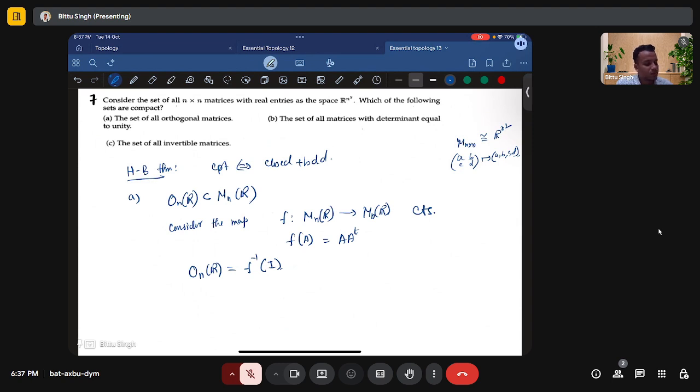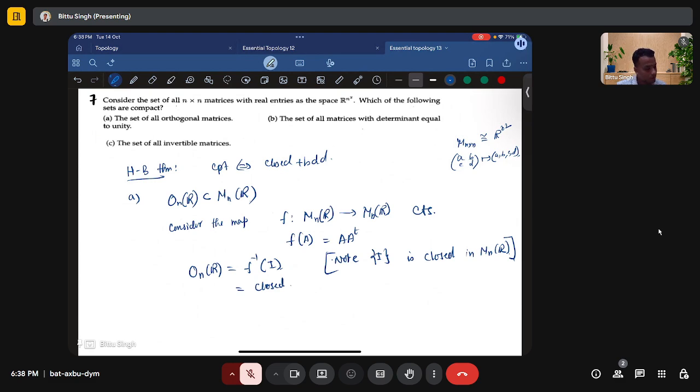Hence, identity is a singleton set that is closed. This singleton set identity is closed because the space is already Hausdorff. Therefore, it is a T1 space, hence every singleton set is closed. Therefore, the pre-image of a closed set is closed.